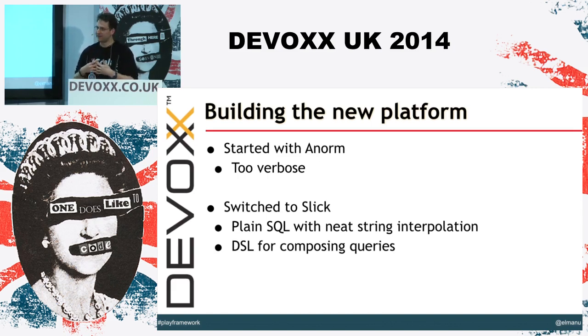There is Slick. Slick is a library that's developed by Typesafe, the company that's also backing Scala and Play and Akka. And the interesting thing about Slick is that it provides two ways of querying your data. The first one is that you can use plain SQL. And the second one is a type-safe DSL, domain-specific language, that's based on the Scala collections library.